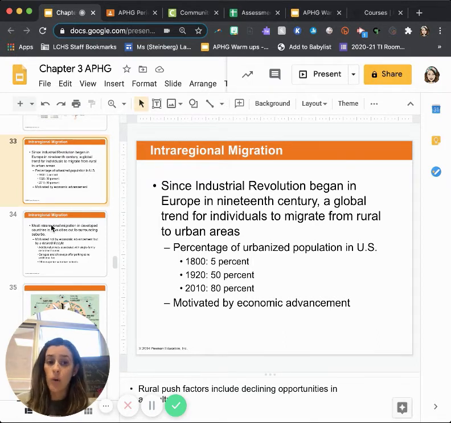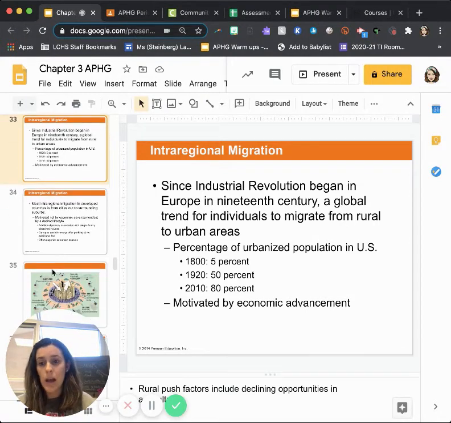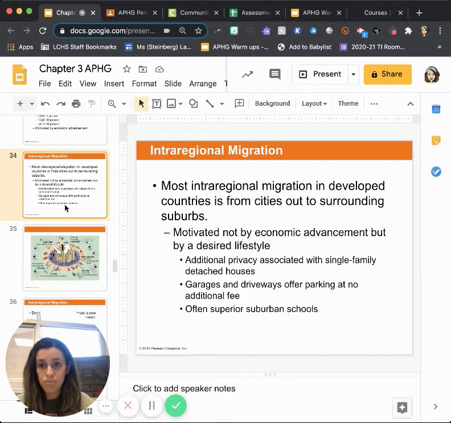Our motivation for intra-regional migration is most often economic advancement. People are moving for jobs or for job opportunity. Most of the intra-regional migration that we see in developed countries is from cities out to the suburbs. And this is not motivated by economic advancement, but it's motivated by a desired lifestyle.